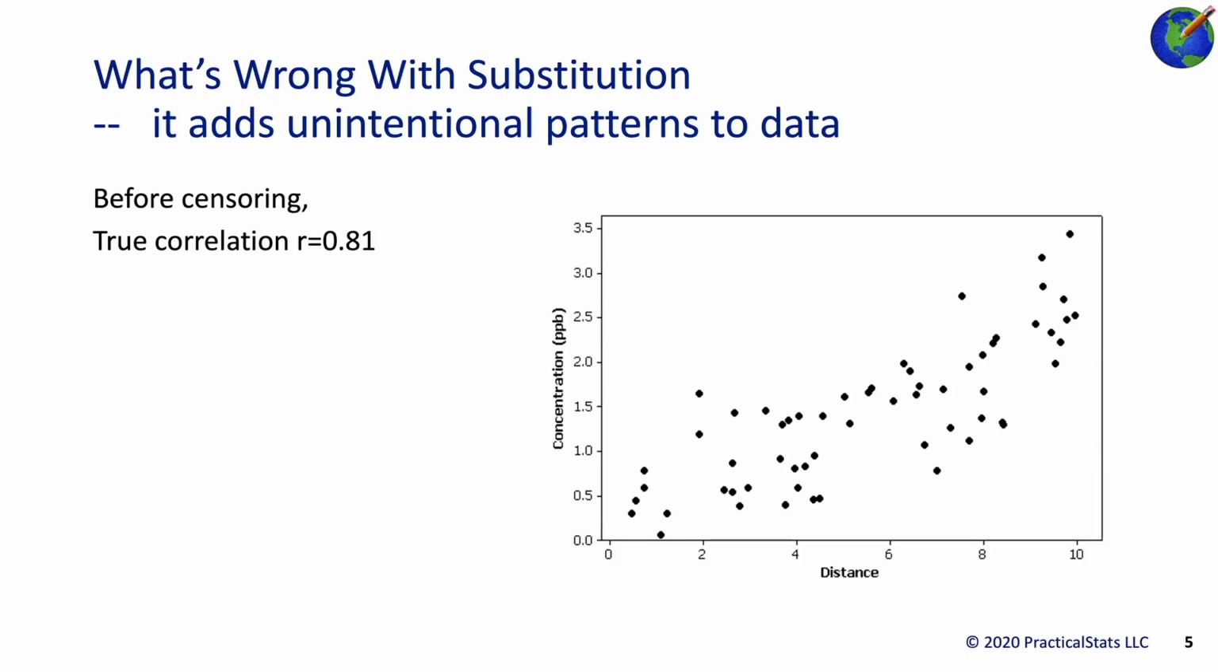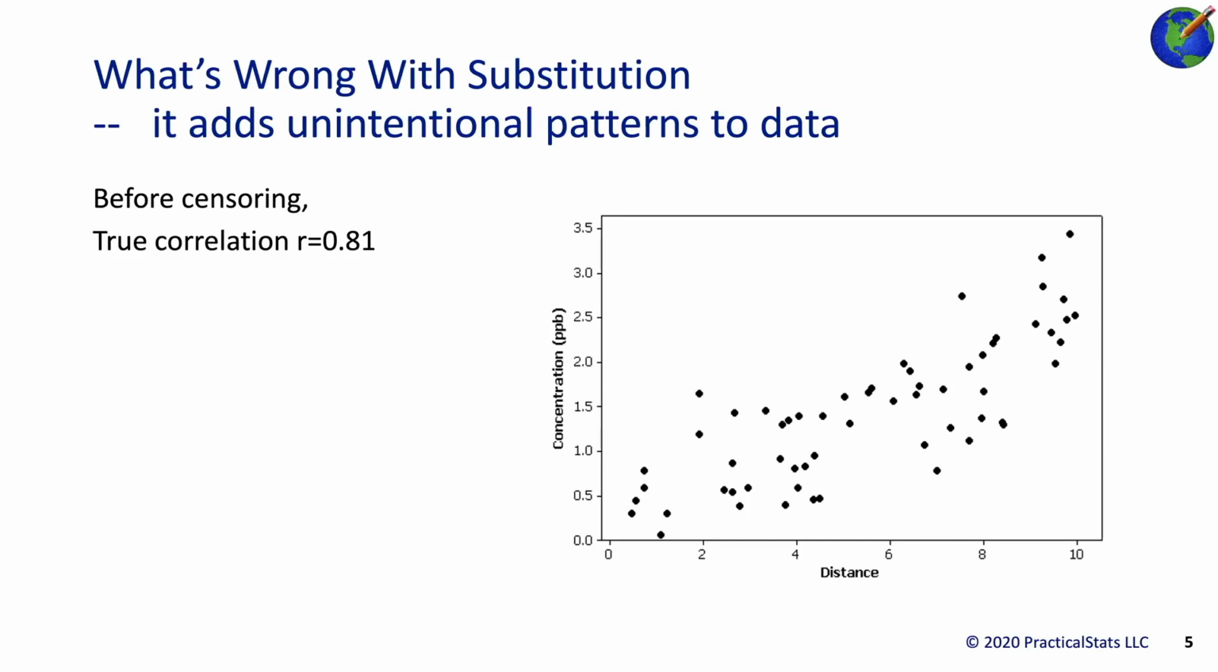All right, so what's wrong with substituting a number like 1/2 the detection limit, or the detection limit, or 0, or anywhere in between 0 and 1 times the detection limit? What's wrong? It adds an unintentional, artificial pattern to the data. So here's a set of data that I generated. It's the only thing that I'm going to show you, I think, in this webinar that's been generated on a computer, just to make it a nice straight line with noise around it.